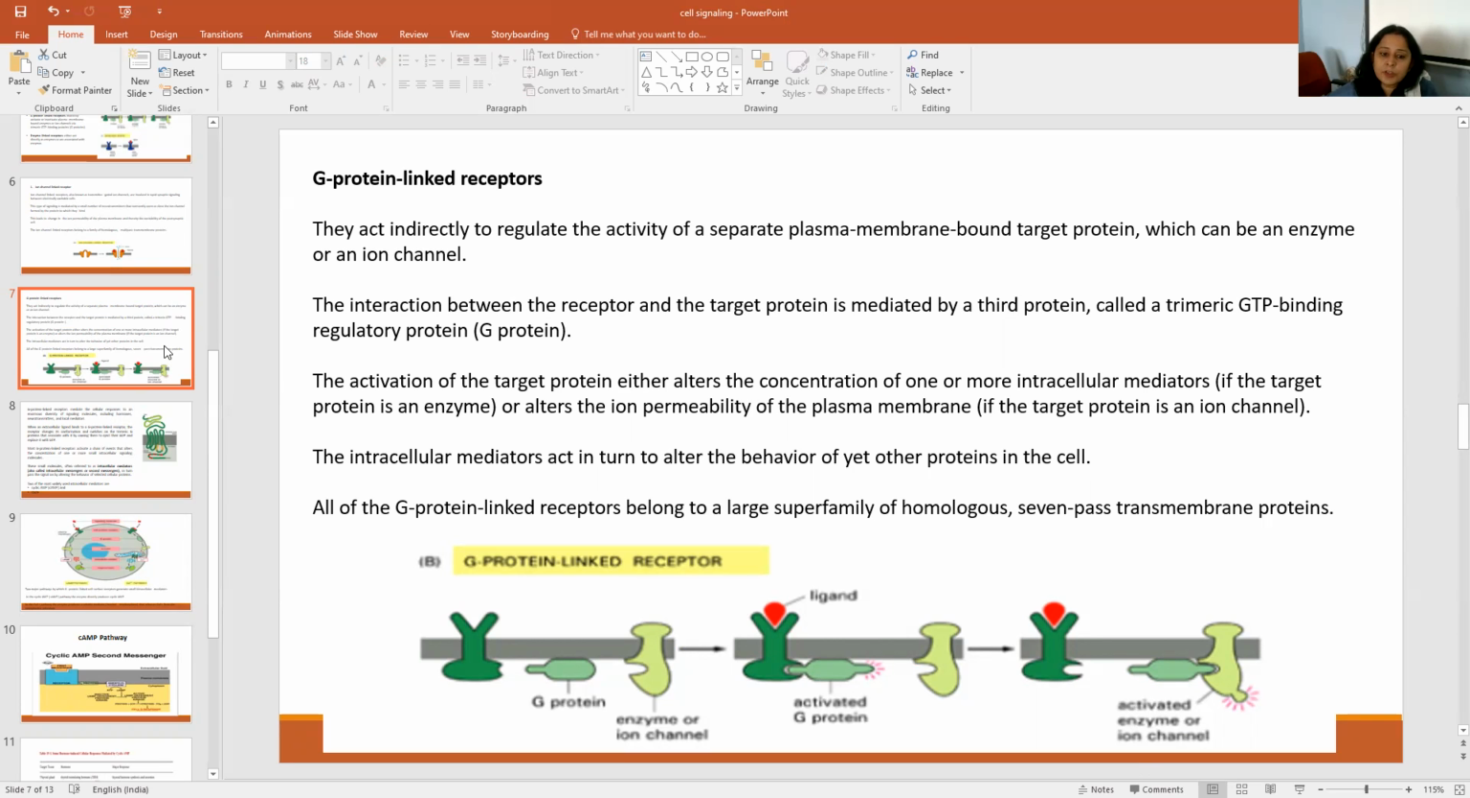Now, the activation of the target protein either alters the concentration of one or more intracellular mediators or alters the ion permeability of the plasma membrane. The intracellular mediators act in turn to alter the behavior of yet other proteins in the cell. All of the G protein linked receptors belong to a large superfamily of homologous 7-pass transmembrane proteins.